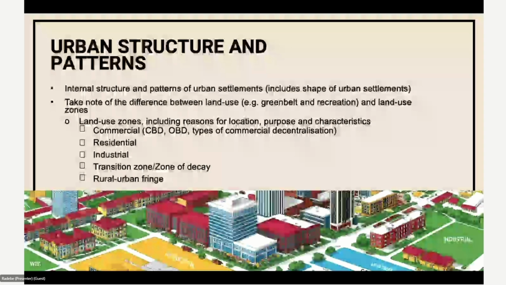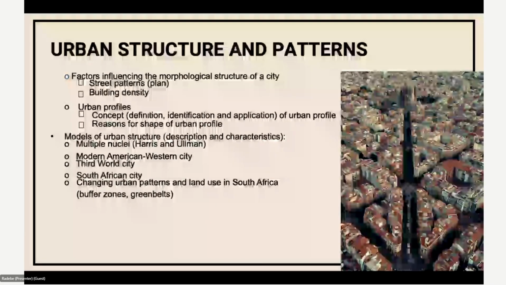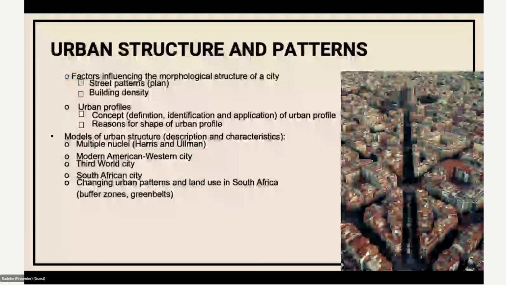And then the urban structure and the patterns, factors influencing the morphology structure of the city. We're having street patterns, 3 street patterns. The first one is radial, second one is a grid, and then the last one is irregular, but irregular is divided into 2.